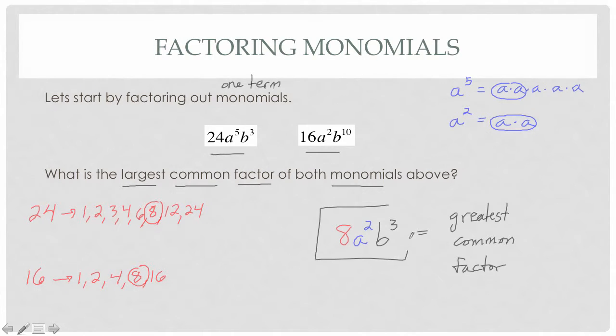Eight times a squared times b to the third factors evenly into that monomial, and it factors evenly into that monomial.